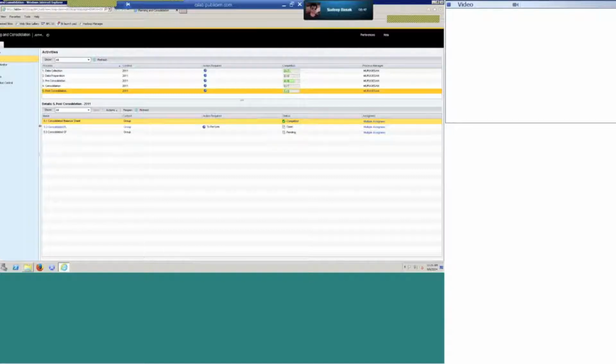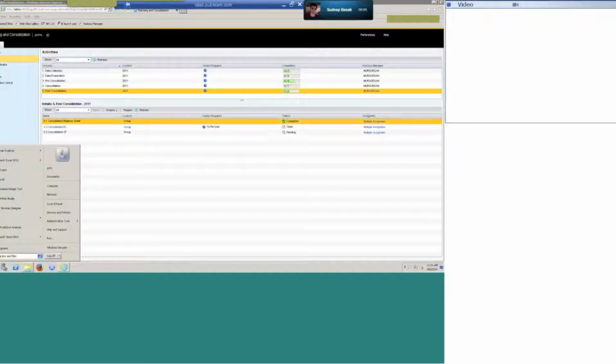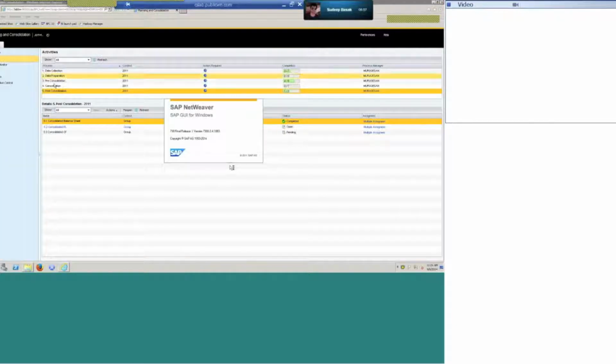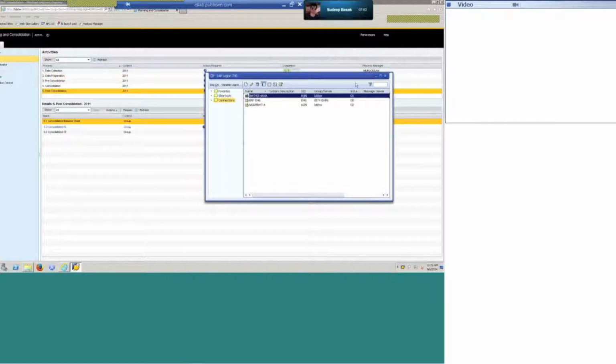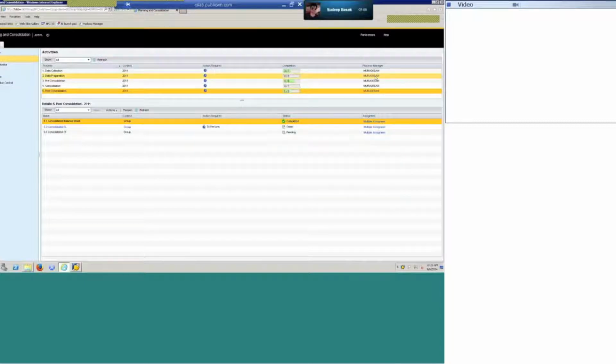So this is your BPC. Then this is linked to BW. Now when I go to BW, I can see BW. When I log into BW, you can see all the models. So how is this built? This is built based on a model.